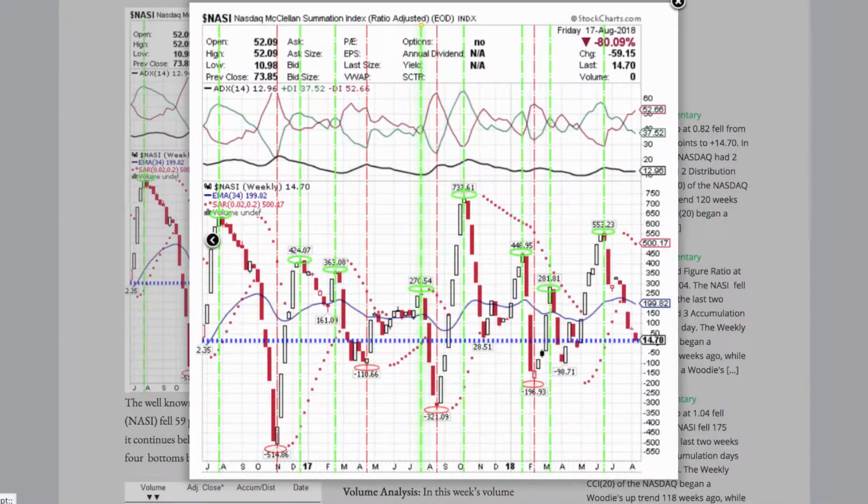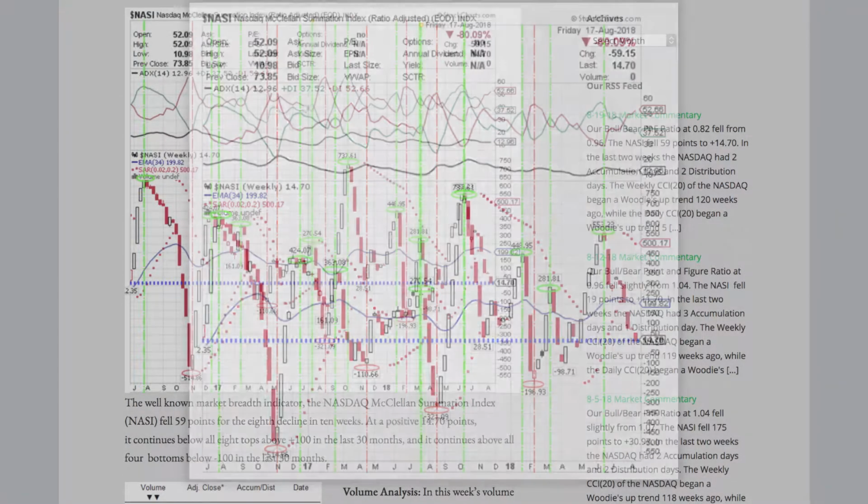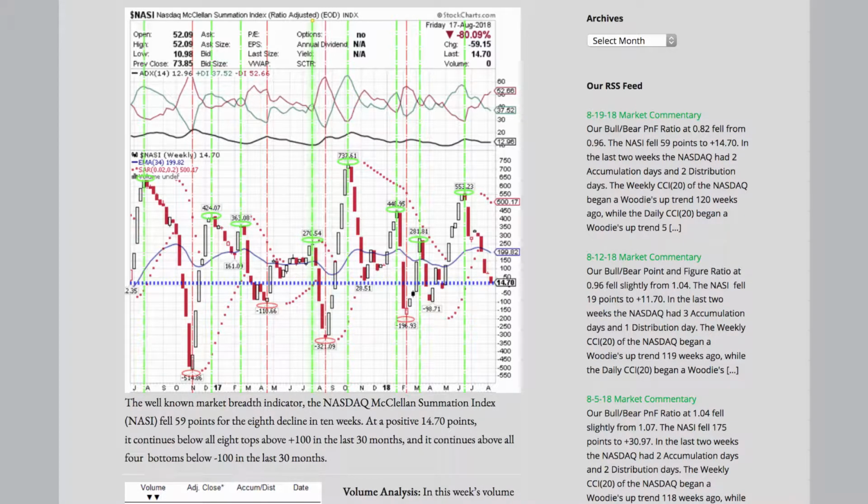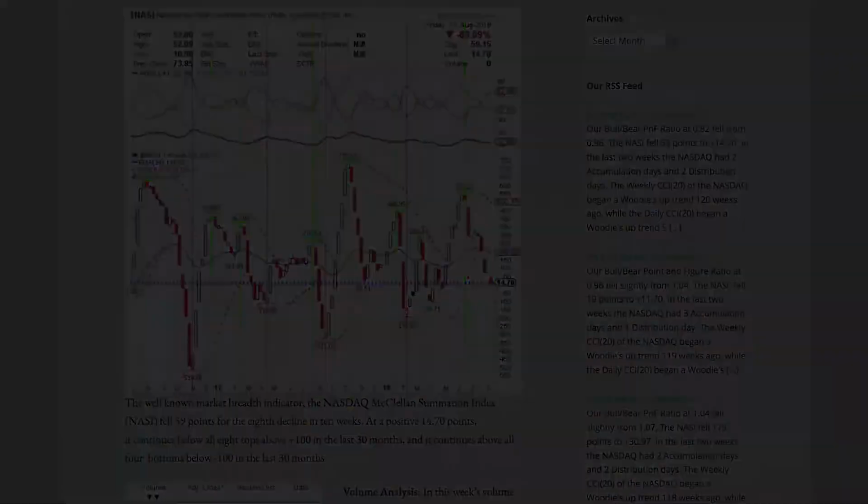The well-known market breadth indicator, the Nasdaq McClellan Summation Index, fell 59 points for the 8th decline in 10 weeks. At a positive 14.70 points, it continues below all 8 tops above plus 100 in the last 30 months, and it continues above all 4 bottoms below minus 100 in the last 30 months.